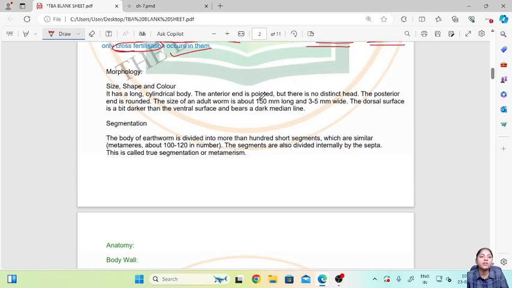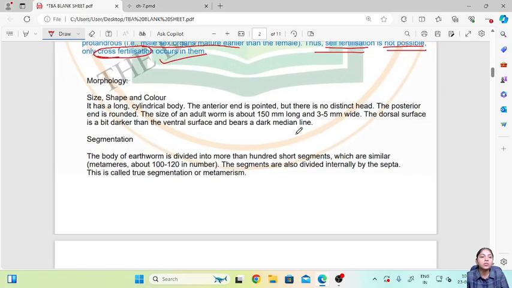Then next we have morphology. So the size, shape and color of the earthworms. Now it has a long cylindrical body and the anterior end is pointed, but there is no distinct head. Now the posterior end is rounded. The size of an adult worm is about 150 mm long and 3 to 5 mm wide.